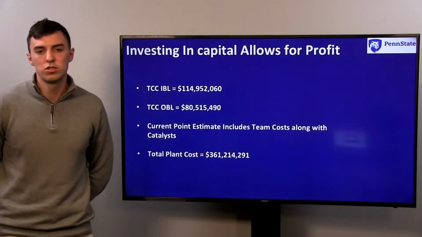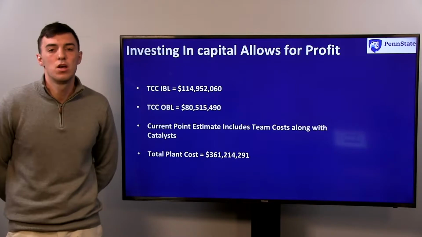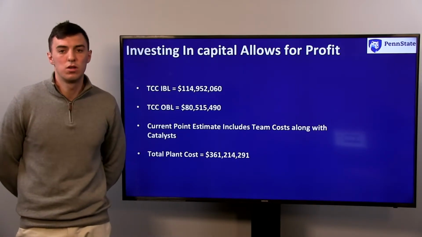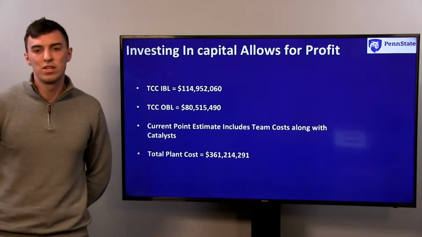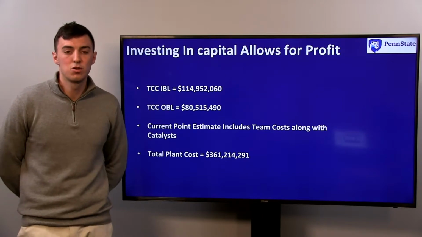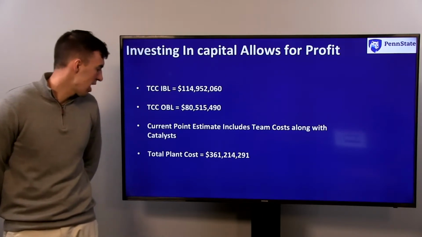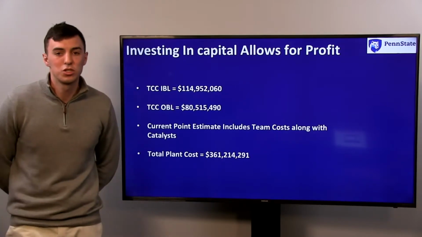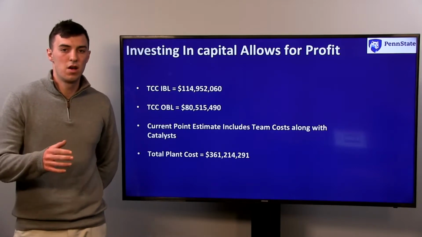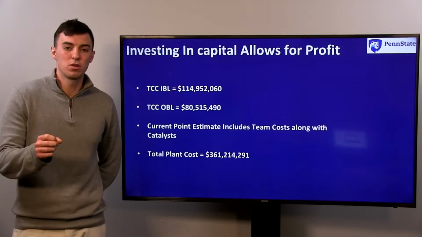The total capital cost for the OBL was $80 million, and this incorporated the raw materials storage, the utilities, which I had discussed, the environmental part of it as well, and this created the total capital cost to be over $200 million. Now, the next part we had was the current point estimate, which includes team costs, miscellaneous costs, and other things, which were a percent of the total capital costs. And this percent was multiplied by the total capital cost and added on to it.